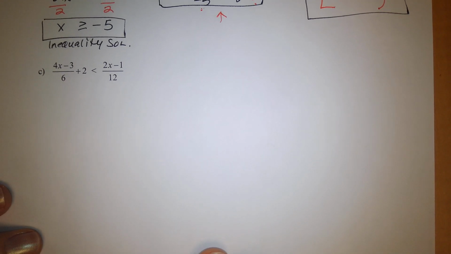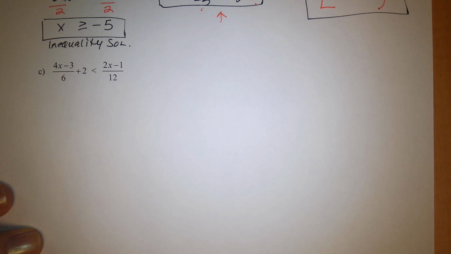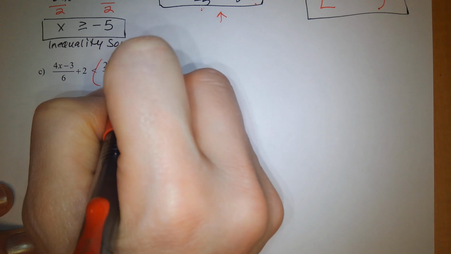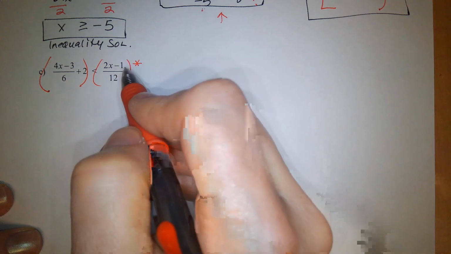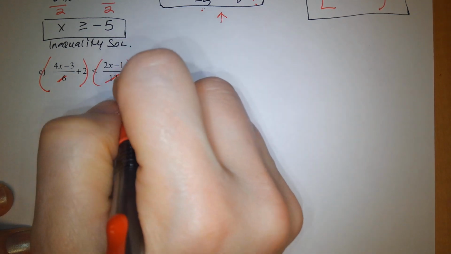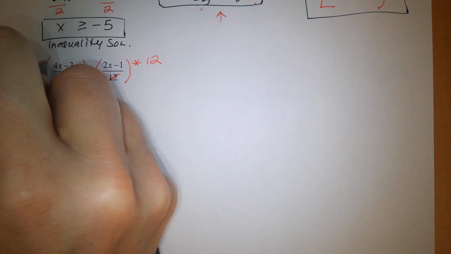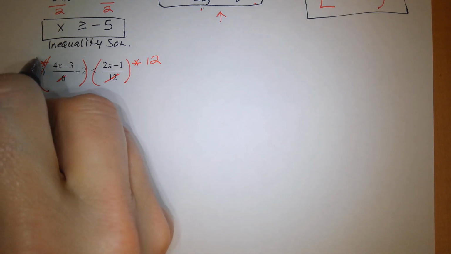Part C. Anytime you have fractions, if you recall back to your instructions from equations back in chapter 1.1, we talked about how to get rid of fractions. Anytime you have an equation or an inequality with fractions, your best way to get rid of them is to multiply both sides of the equation by some number that will eliminate all the denominators. In this case, the common denominator would be 12. So I'm going to multiply both sides of the equation by 12. When I do that, I have to distribute.